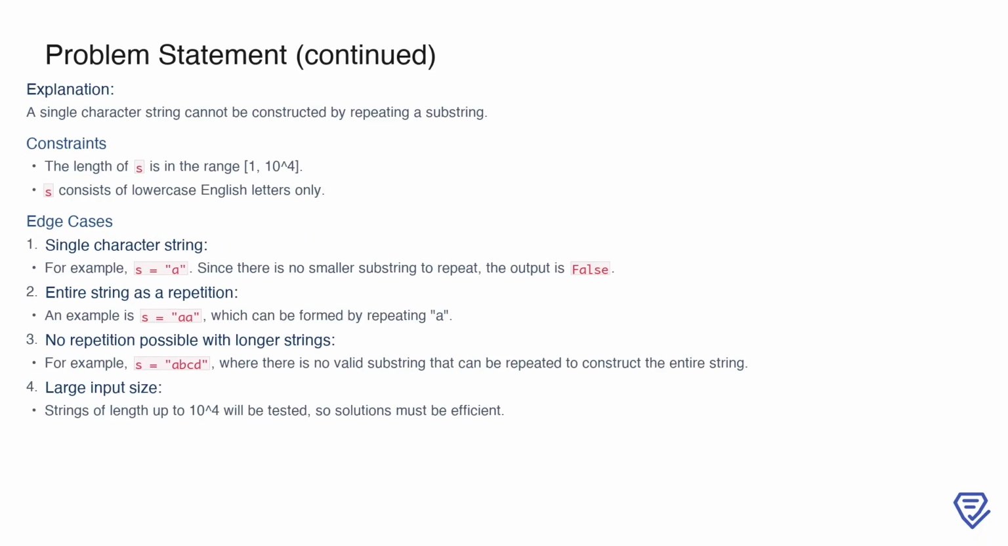To summarize, if the input string consists of just one character, like A, it is impossible to construct it by repeating a smaller substring. The constraints for this problem specify that the length of the string can range from 1 to 10,000 characters, and it will only include lowercase English letters. Efficient solutions are crucial due to the potential size of the input. Some edge cases to consider include strings like AA, where the entire string is a repetition of A, or strings like ABCD, where no valid substring exists to construct the entire string. Additionally, for very large strings, it's important to ensure the solution can handle the input size efficiently without compromising correctness.